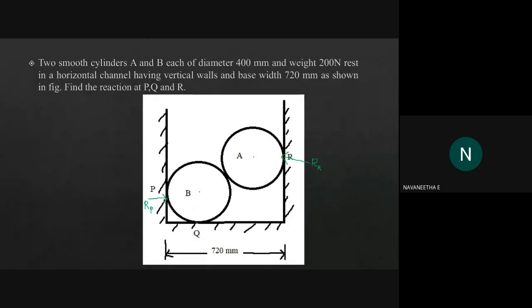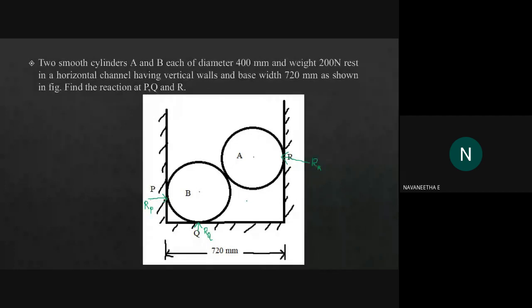Also, the body B is in touch with the base of the channel. So here it is RQ. Okay, the reaction at Q is RQ. You can mark these reactions, that is RP, RQ and RR. So we need to find out these reactions.